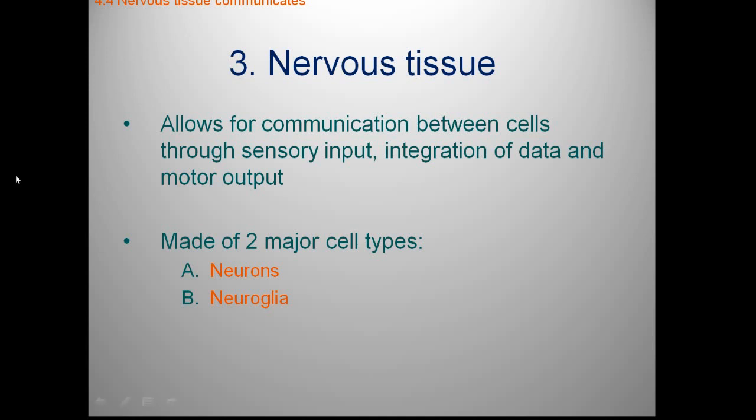Now, there are 2 kinds of cell types in nervous tissue. There are neurons and there are neuroglia, or neuroglia, some people say, but neuroglia makes more sense with the word.